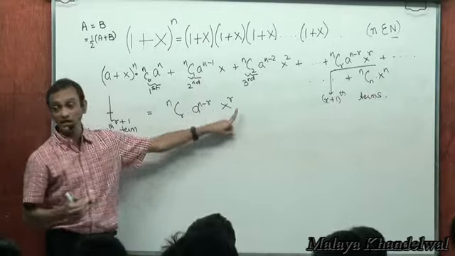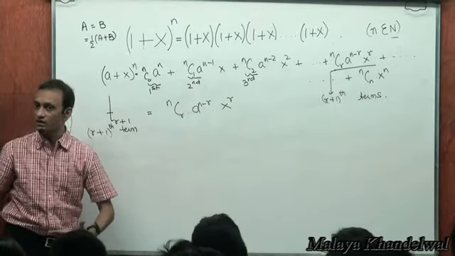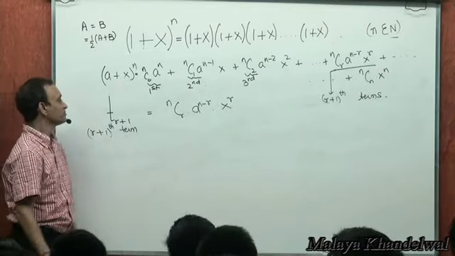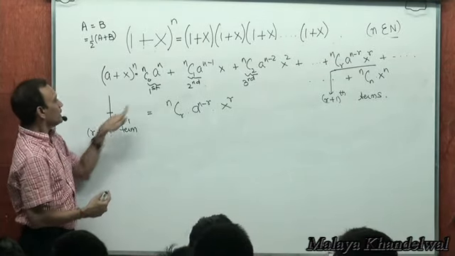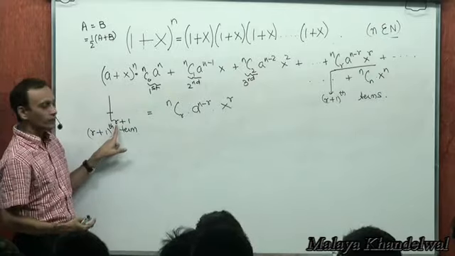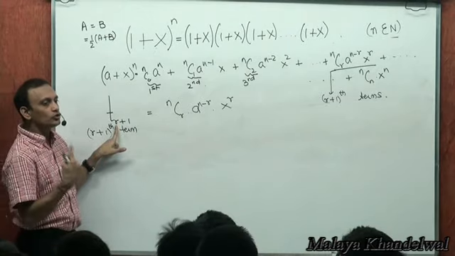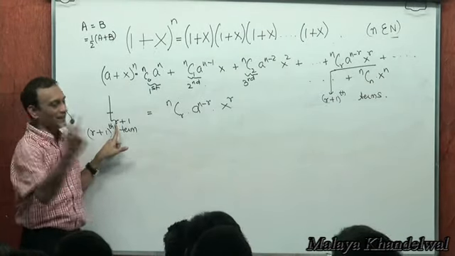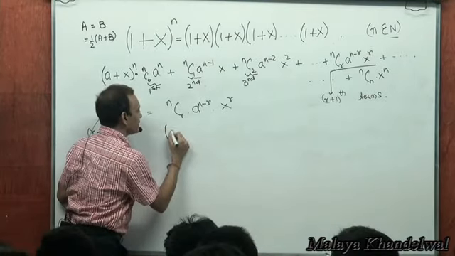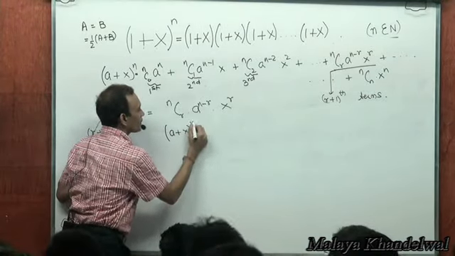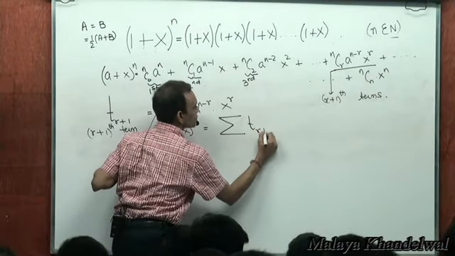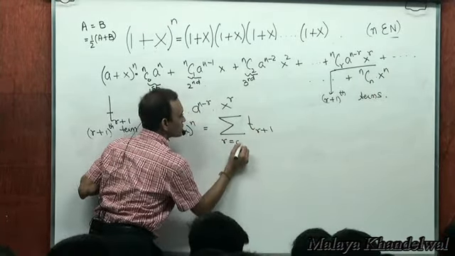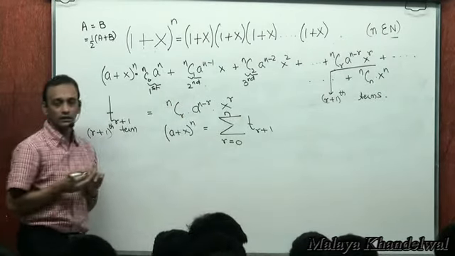nCr a to power n minus r x power r. That's the r plus 1th term, right? And what is it that we have? In this case, r starts from 0 all the way to n. So this (a + x) power n is actually summation of t r plus 1, r runs from 0 all the way to n.